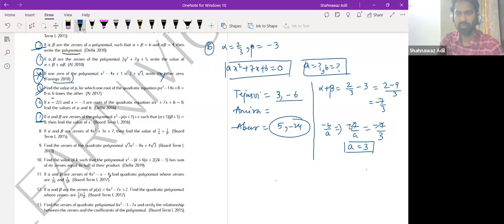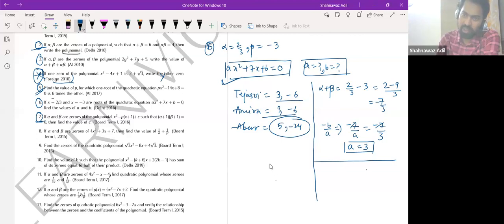No, sir, I tried to go with substituting the values instead of using the relationship. Oh yeah, so you put x equals 2 by 3 in here, and again x equals minus 3. Yeah, that is also correct. We can also solve the equation by that property as well. Yes, so a is 3 and b is minus 6.